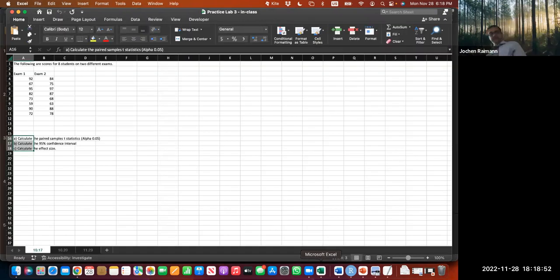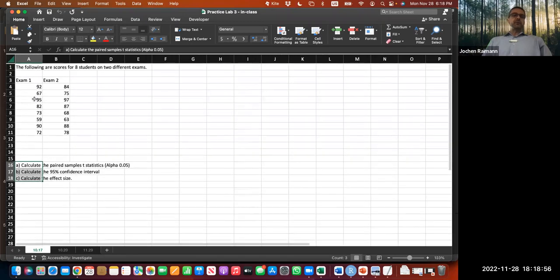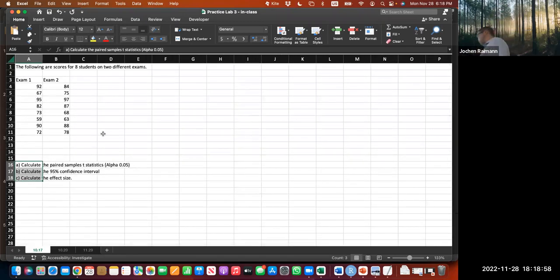And that's already one of these examples where you see what clearly indicates we will be using a paired sample t-test. So pay attention and read the question carefully. So we have the following scores for 8 students.